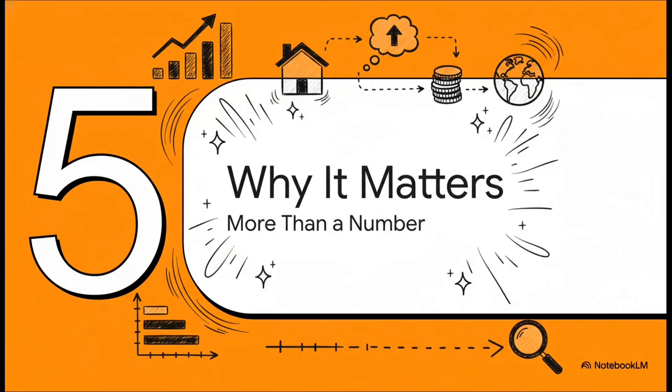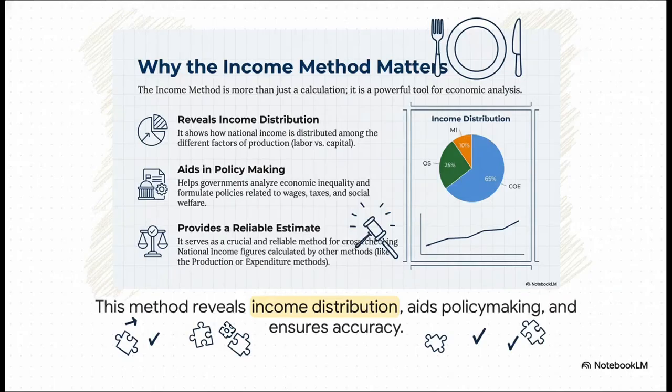So after all that math and all those rules, you might be asking, why do we even do this? What does this number actually tell us? Well, it tells us a whole lot. It's way more than just a number in a textbook. For starters, it gives us a fantastic snapshot of income distribution. It shows us how that national cake is actually divided. You can see how much is going to labor versus how much is going to capital. Seeing that breakdown helps governments and economists understand inequality and design better policies. And on a more practical level, it gives us another way to calculate national income, so we can cross-check it with other methods and make sure our overall economic picture is as accurate as it can be.